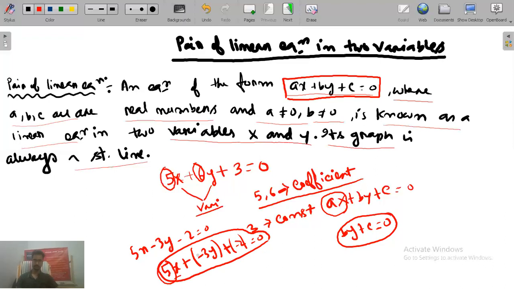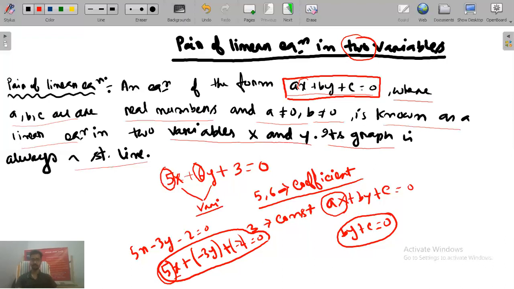If these two coefficients are 0, then the term is finished and it will not be a linear equation. See this one: pair of linear equations in two variables. There must be two variables x and y. If there are three variables, it is not a linear equation in two variables. The chapter itself says linear equation in two variables, which means two variables must be present in the equation.